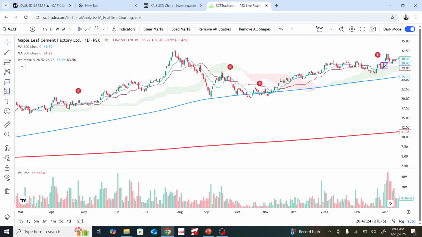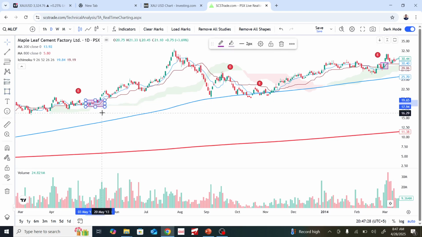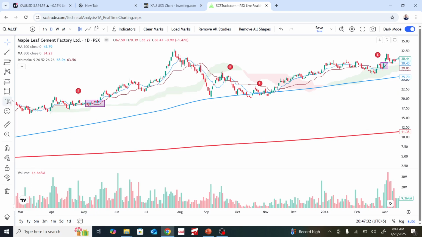This is also a perfect buy setup. Today my health is not well. I am making the video, but my health is not well. This is a buy setup.